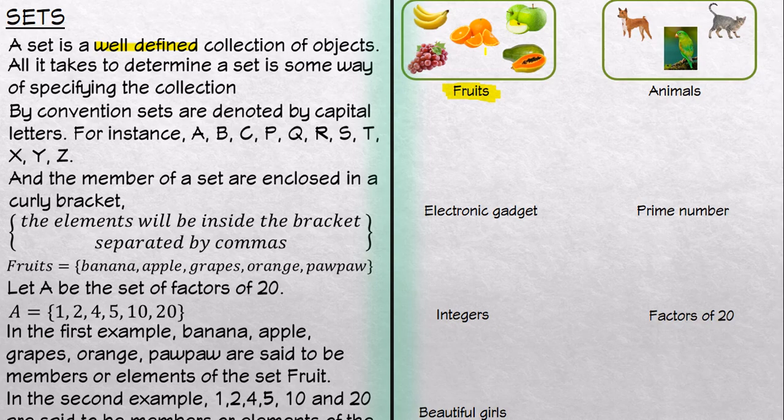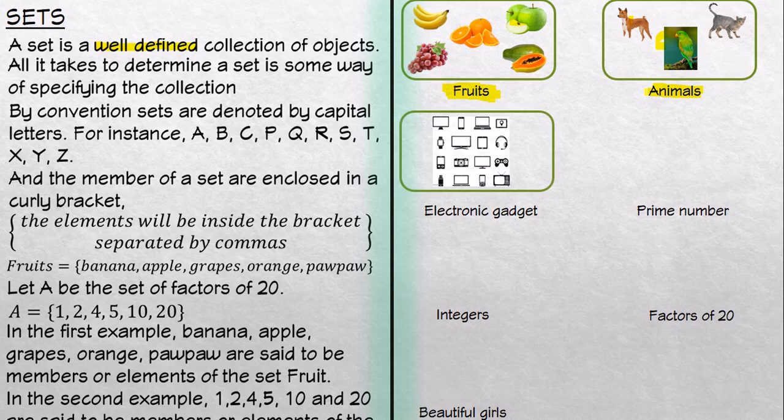Another example, I can define a set of animals. In here, you realize that I have a bird, I have a dog, I have a cat. In here, I cannot have a banana because a banana is not an animal. I cannot have an orange in this set because an orange is not an animal. So by the way I have defined my set, that is animals, it should tell me the elements that I can have in there and elements that I cannot have in there.